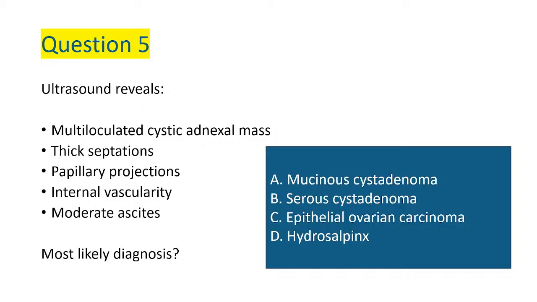If you see an ovarian mass that is multiloculated and has papillary projections and internal vascularity, these are in keeping with cancerous transformation. This is epithelial ovarian carcinoma, which is C. Mucinous cystadenoma is benign. You don't see papillary projections. You don't see internal vascularity.